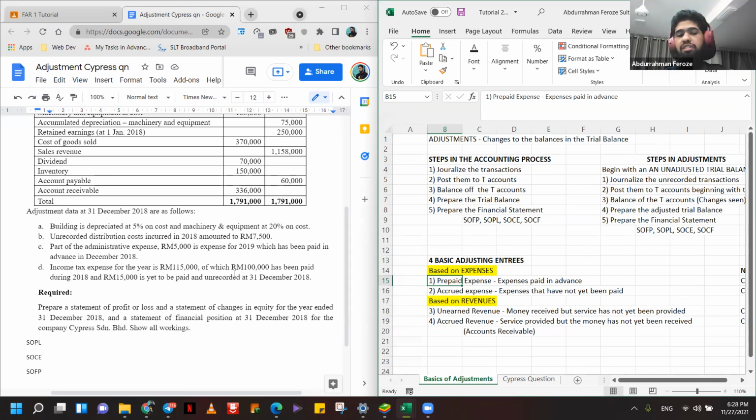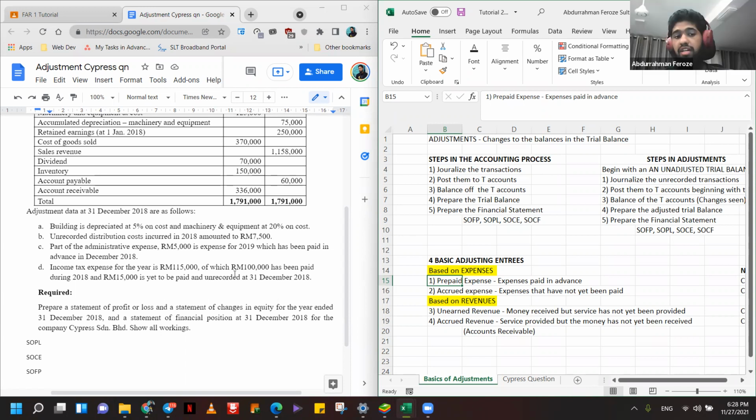See, that's the first thing. When it comes to adjusting entries, you have to identify what type of adjusting entry it is, and then you can build upon it. So what type of adjusting? Part C was prepaid expense. Part D is what? Tax expense.